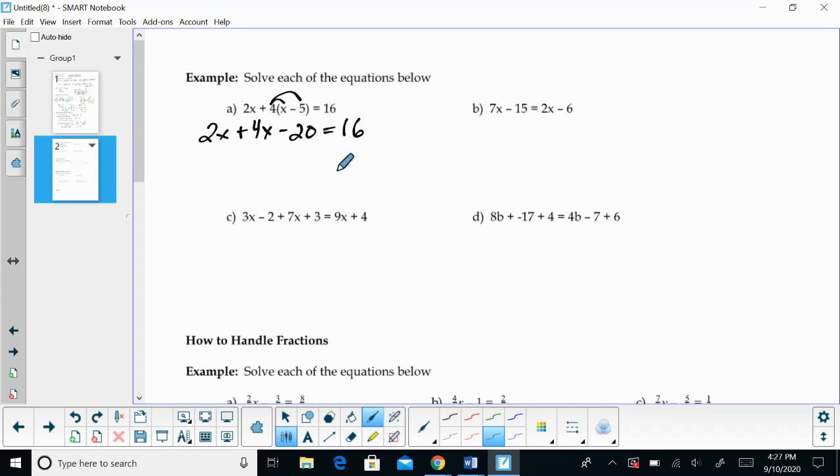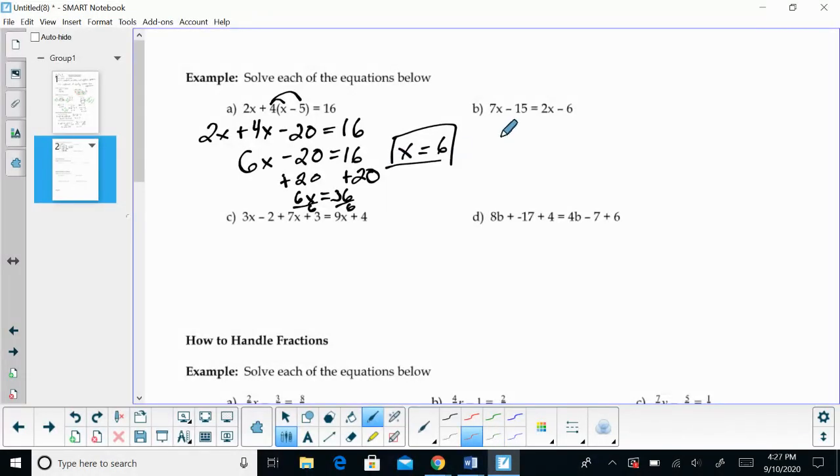Now we're going to combine like terms. I've got 2 x's on one side, so 2 plus 4 is 6x minus 20 equals 16. Now we're going to just go ahead and solve. I'm going to get rid of my constant first by adding the inverse, which would be 20 to both sides. That gives me 6x equals 36. Now we're going to divide by 6. And I have x equals 6 as my final answer.